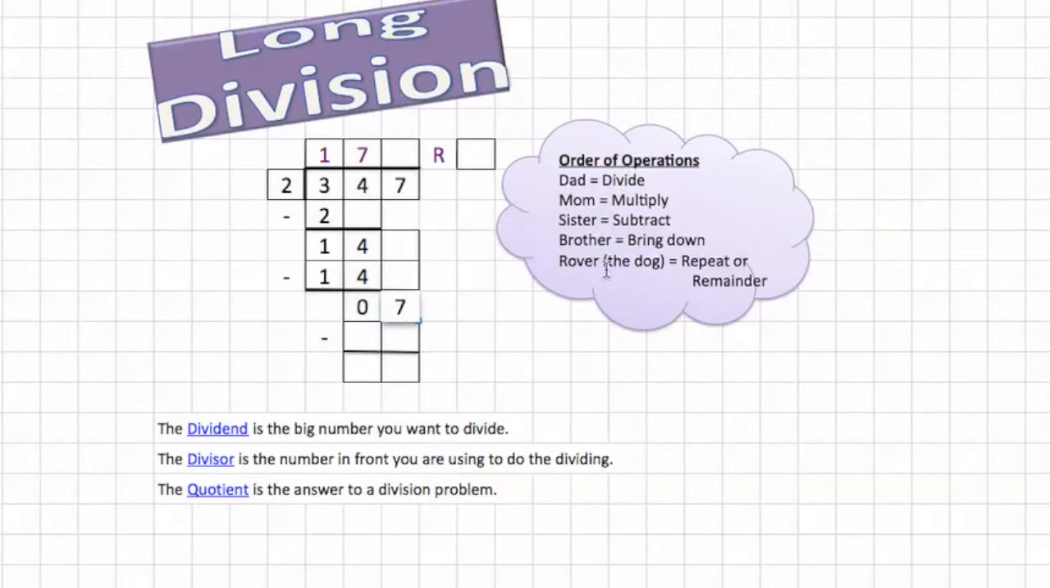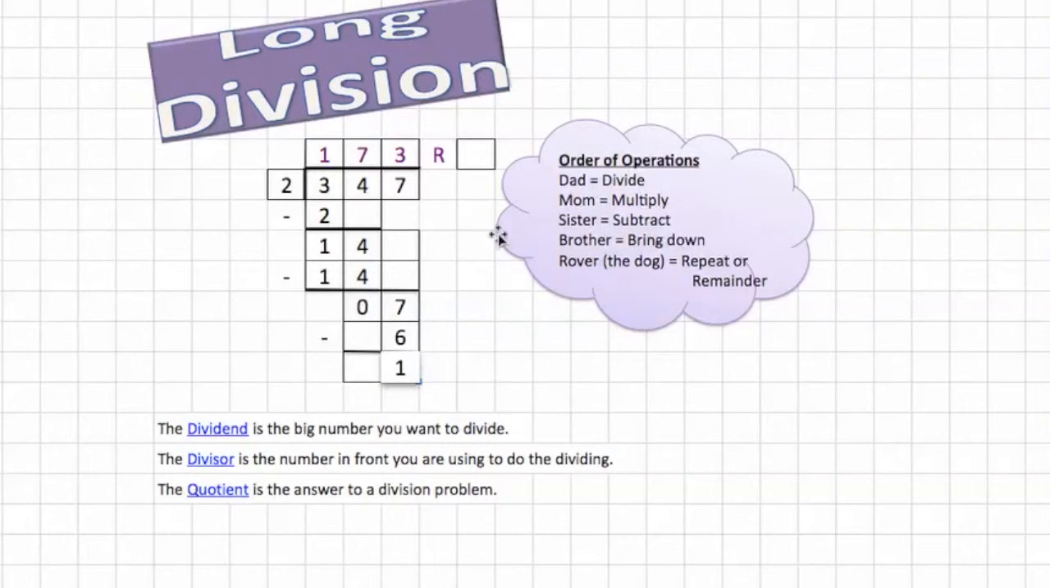And Rover is repeat. We got to keep going. We still got an empty spot up here. So, new problem. 7 divided by 2. How many 2's will fit into 7? And we can put 3 2's in there. So mom is multiply. 3 times 2 is 6. Sister, subtract. 7 minus 6 is 1.